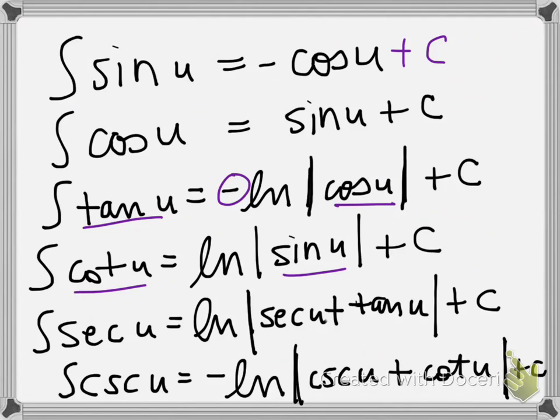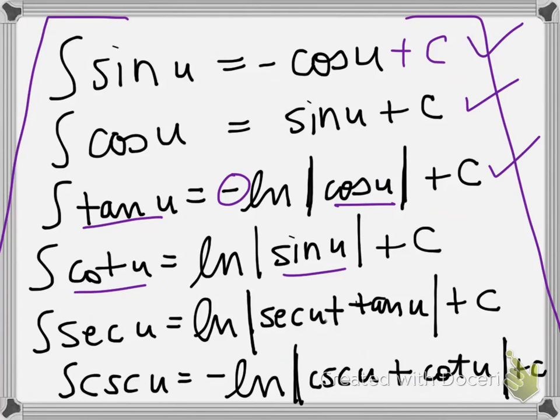Now the two that probably aren't going to make much sense that you might want to just memorize are secant and cosecant. Secant becomes natural log of secant plus tangent, and cosecant becomes the negative natural log of cosecant plus cotangent. But these are things that you can put on a list to memorize, or you can pick the ones that make perfect sense to you, and keep them close to you, and then practice memorizing the ones that are maybe not quite so easy.